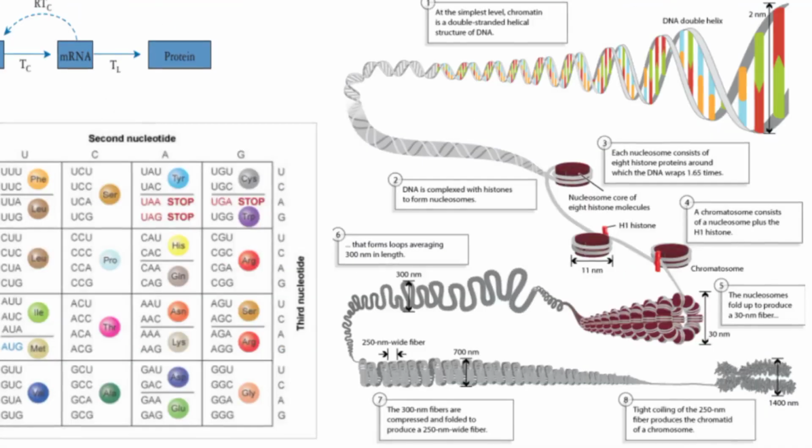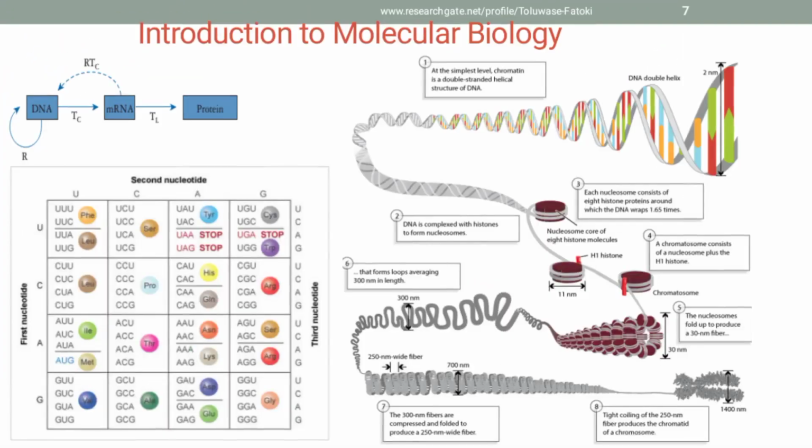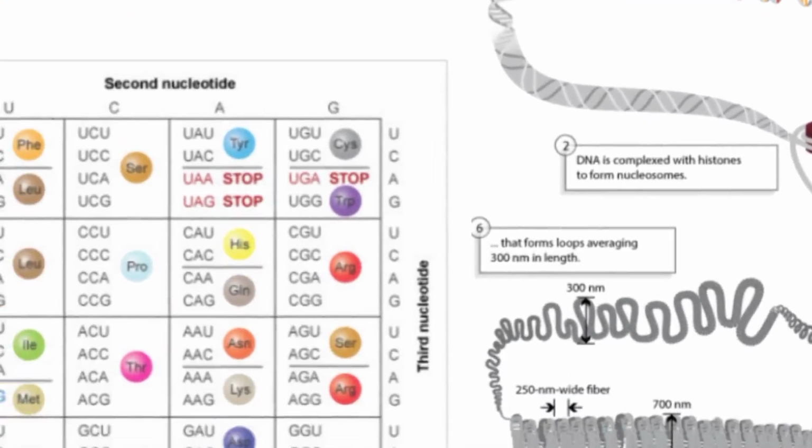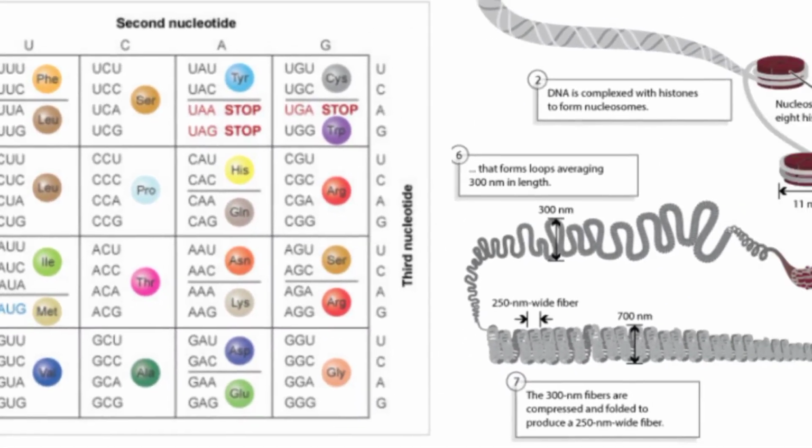So this, on the left hand side, is the central dogma again. We see R is the replication, RTC is the reverse transcription, TC is the transcription, TL is the translation. Then the genetic code that determines which particular amino acid corresponds to a codon is the one presented in this particular table.